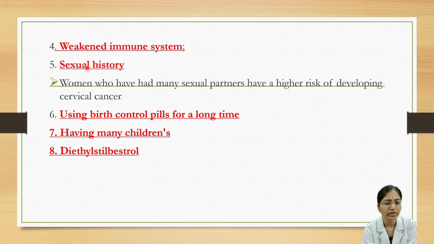And then comes the fourth one: weakened immune system, and also sexual history. Women who have had many sexual partners have a higher risk of developing cervical cancer. And then using birth control pills for a long time, having many children, and also diethylstilbestrol. Here it is a drug.